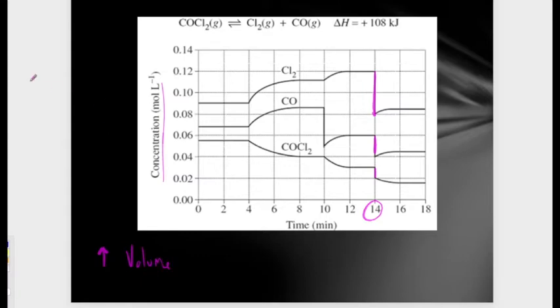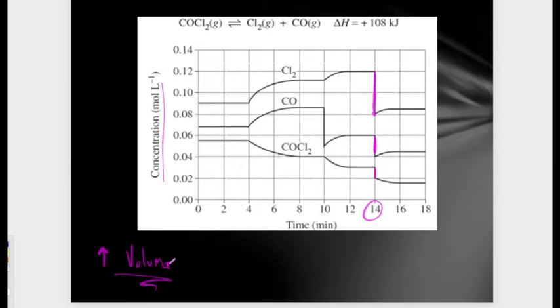Again, if this is happening in a syringe, maybe I pulled back the plunger of the syringe and gave the reaction more space. Remember, concentration is moles per liter, moles per volume. I see that all of their concentrations drop dramatically. What's the only way I can change all of that if this is happening in a closed system? Change all of them at the exact same time? I must have expanded the volume of the reaction vessel, okay?